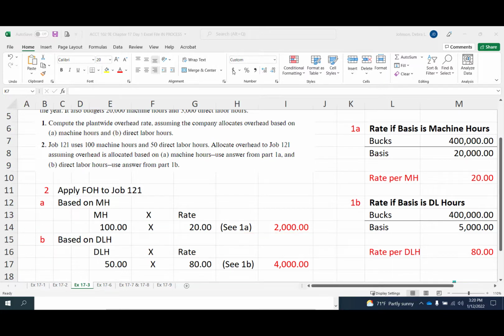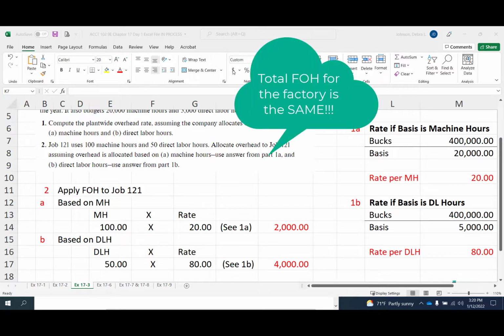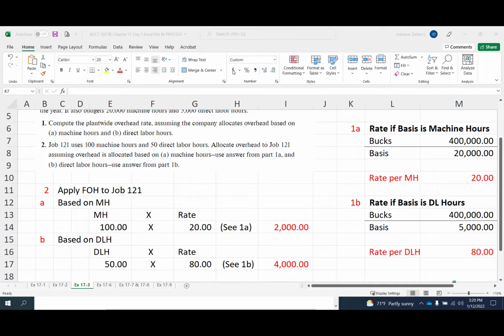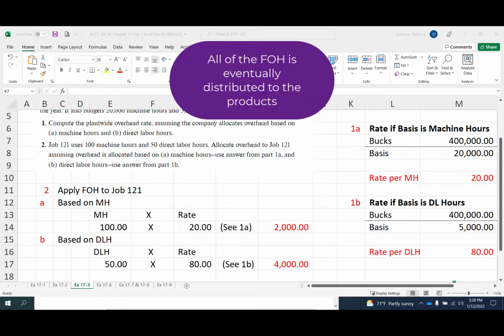This brings up a point that some students confuse. The total overhead from a GAAP perspective is the same. In other words, the bucks is the same no matter whether we're using machine hours, direct labor hours, or some other basis. It's simply the way the overhead is distributed among the products that changes. It all comes out in the wash.